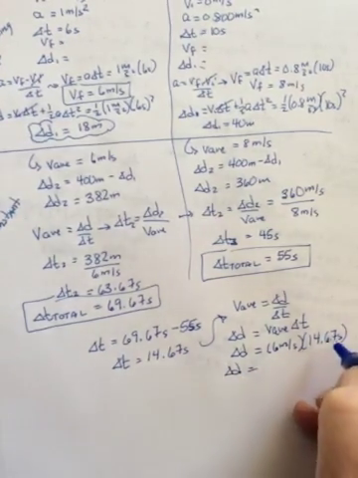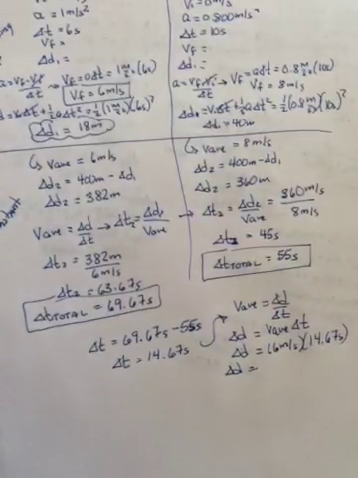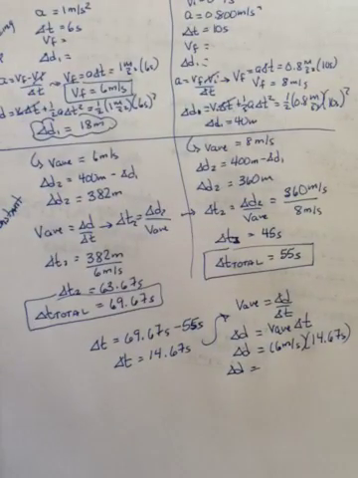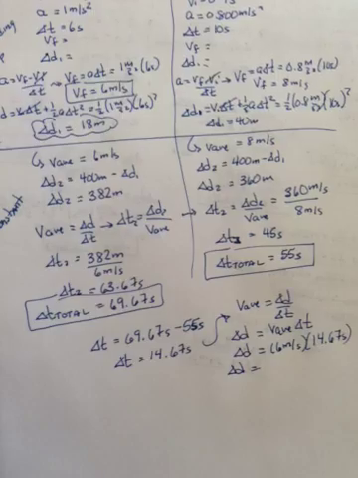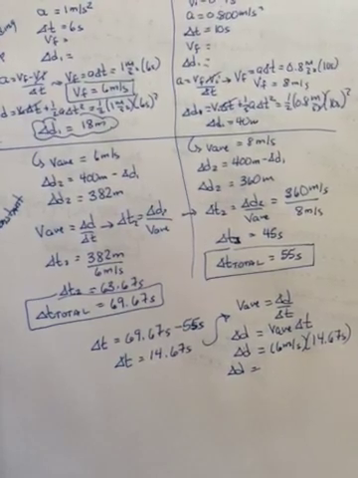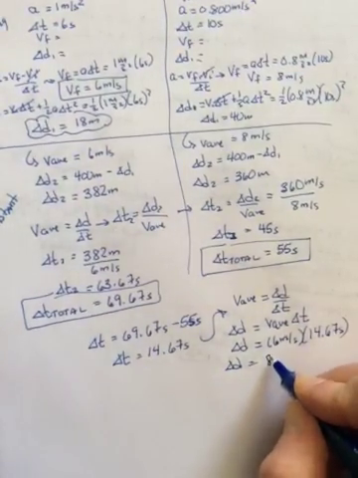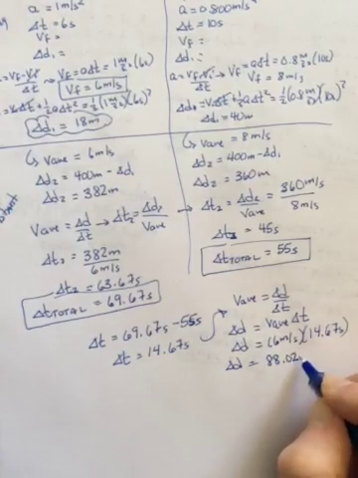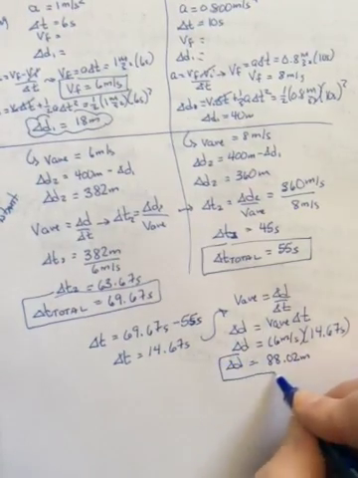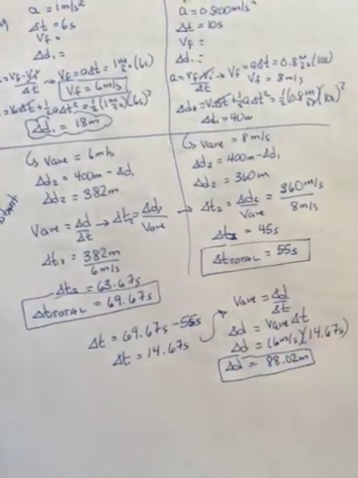So he would still have left, what is that, 14.67 times 6, 88.02, I may have rounded there a little. 88.02 meters. So Bob still has 88.02 meters to go.